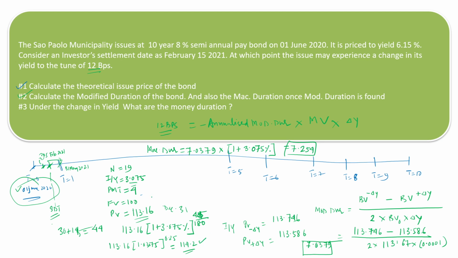Now, if we have to find out the duration measures on February 15th, all that we have to do is shock this interest rate, which was on December 31, the last coupon payment date. Shock this interest rate by 1 basis point on the plus side and 1 basis point on the minus side. So in our previous calculation, all that we do is change the I a couple of times.